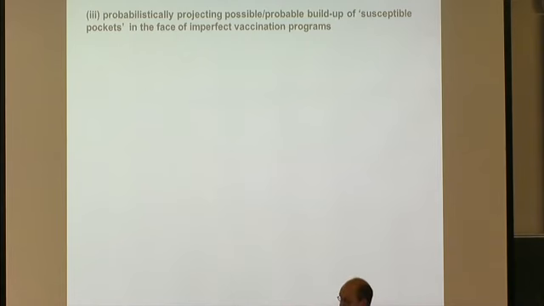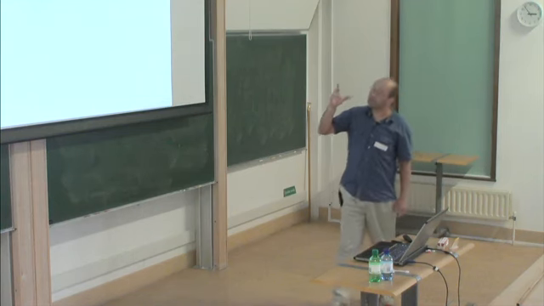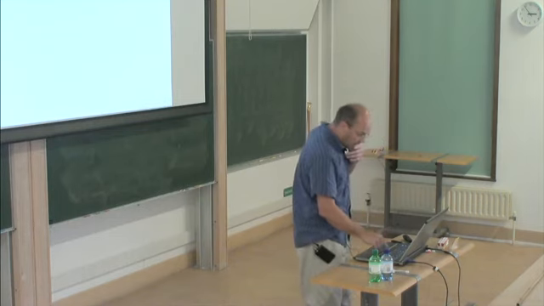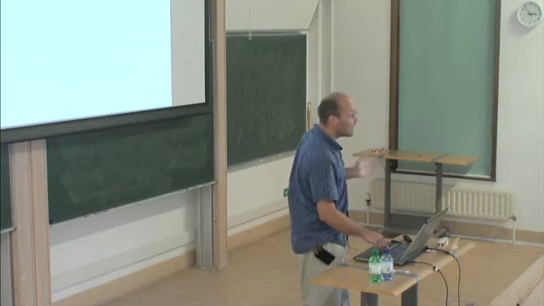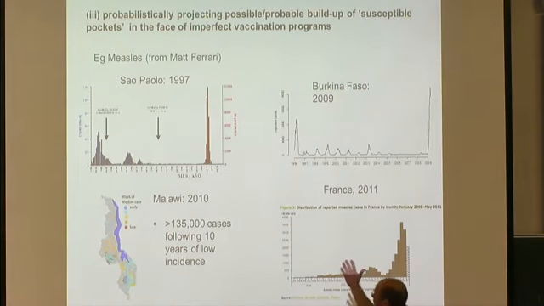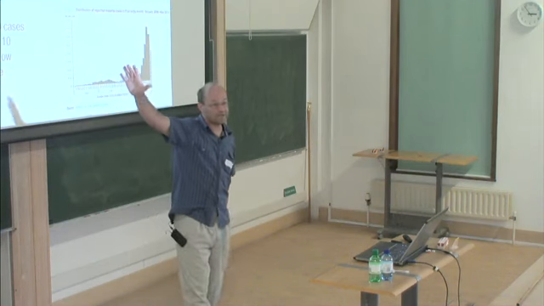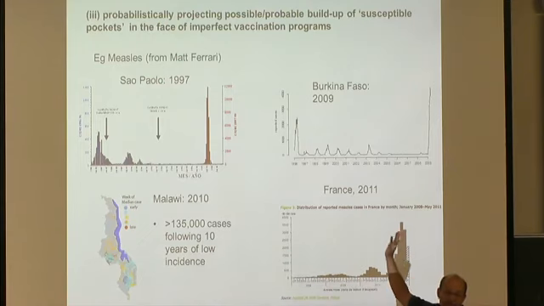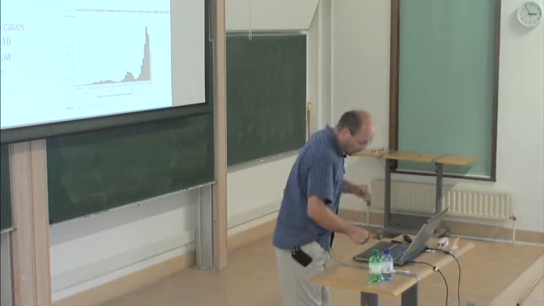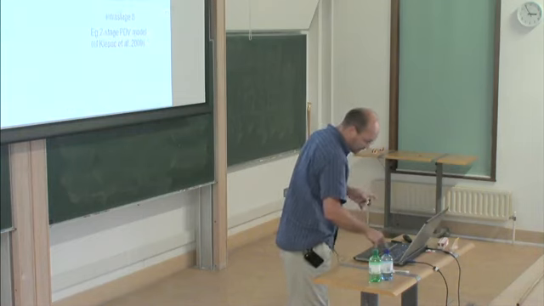And then the third challenge that I think is going to be very, very important is to take these models, make sure that they're parameterized as best as we can so that we can believe in them. And then we really need to think about projecting possible and probable buildup of susceptible pockets in the face of imperfect vaccinations, because another thing that has surprised many of us, again with measles, is that in many countries, when we have had good measles control for a long time, suddenly 5-10 years later we get major epidemics in what used to be not core age classes. And it's happened in Brazil and recently in Burkina Faso and many places. And that's because of the slow build-up of susceptibles that we're failing to mop up for whatever reasons.